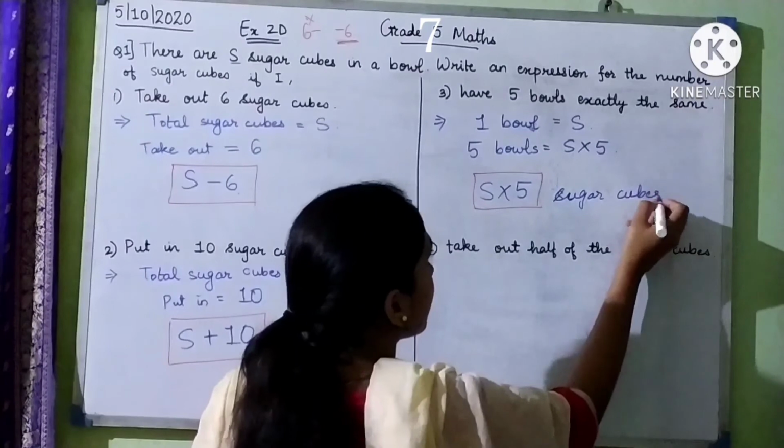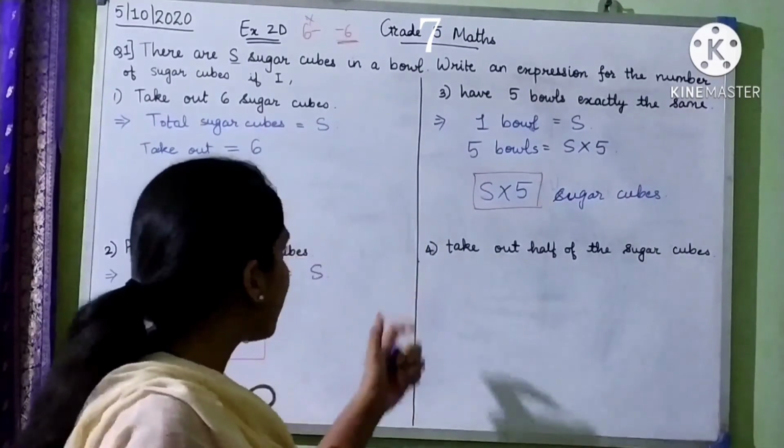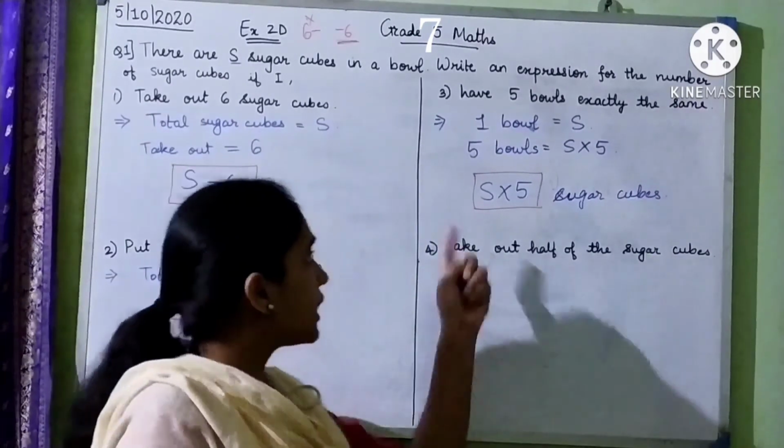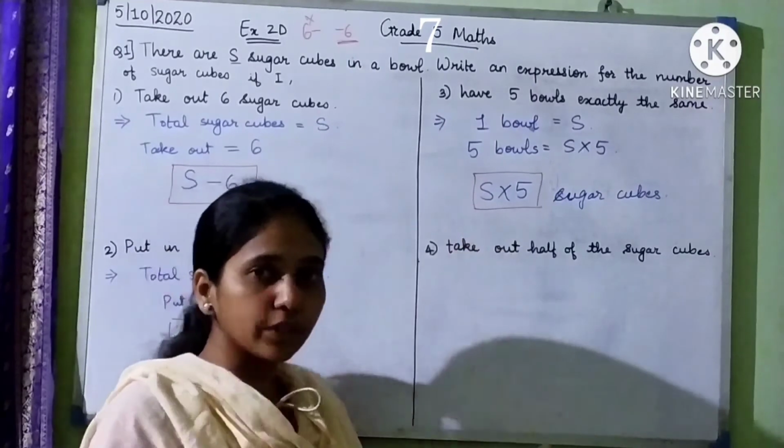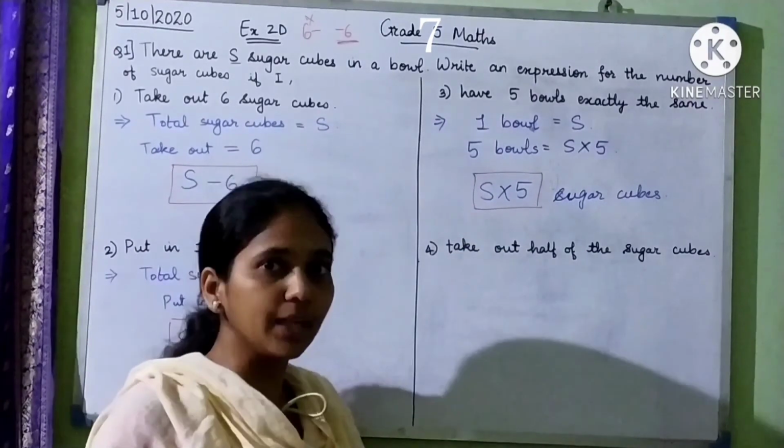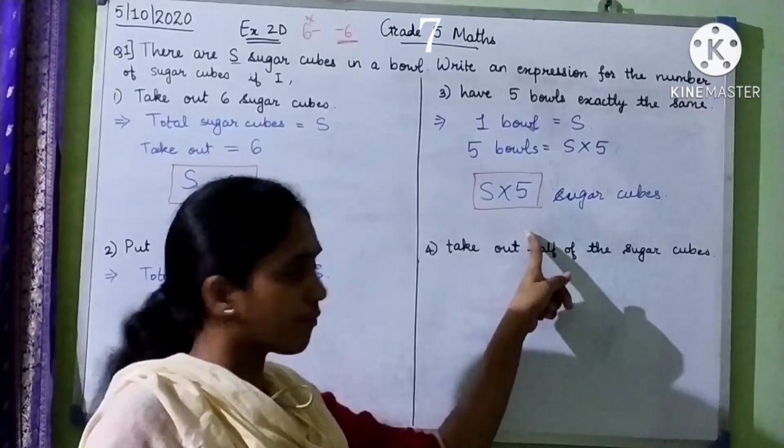These all are the numbers of sugar cubes. They are not the numbers of the bowls. It is the number of sugar cubes. In total in 5 bowls, how many sugar cubes would be there? So that is S into 5.